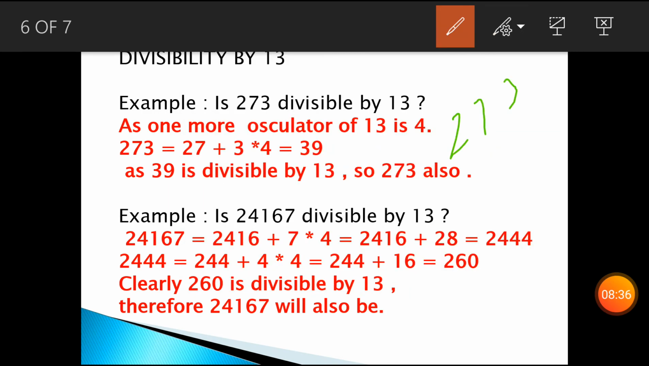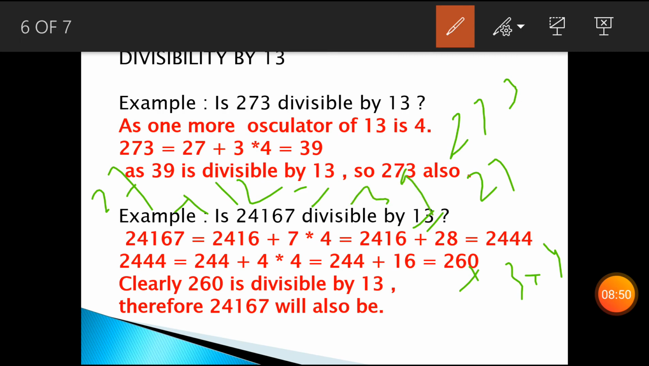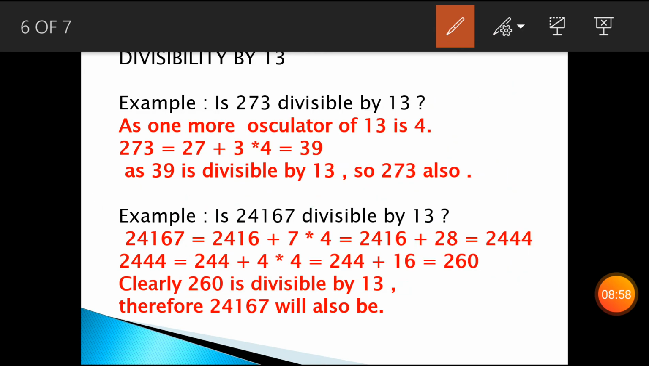273 can be written as 27 plus 3 into 4. That gives us 27 plus 12, that is 39, and 39 is divisible by 13. Therefore 273 is also divisible by 13. Now the last example, is 24167 divisible by 13? So how are we going to solve it?